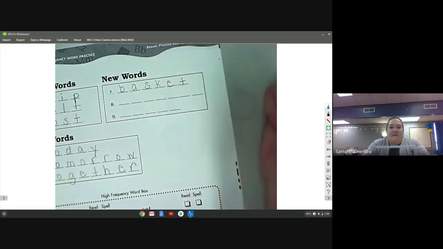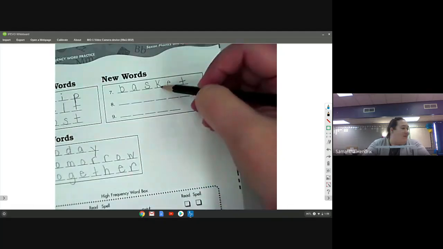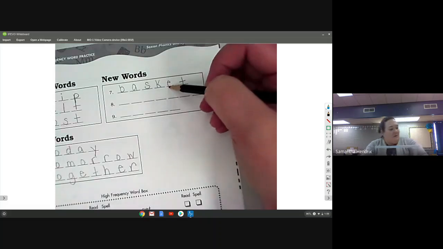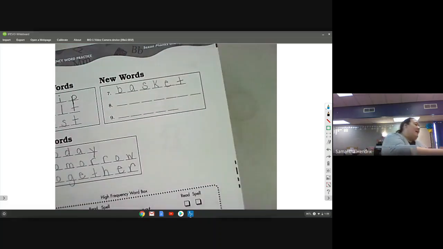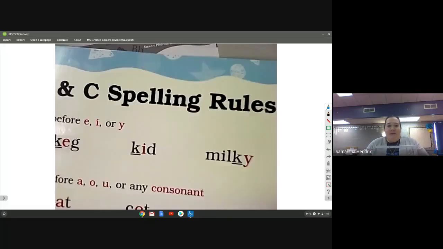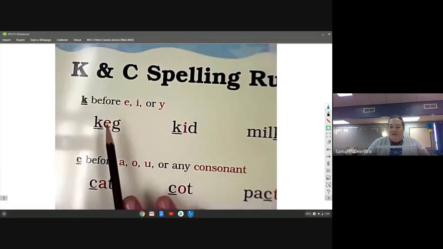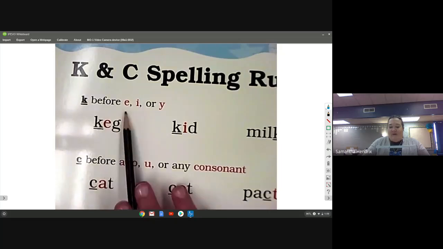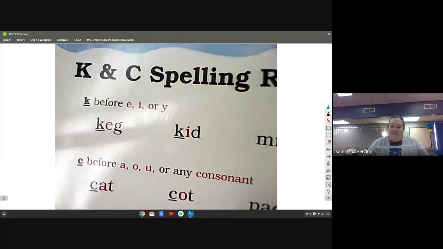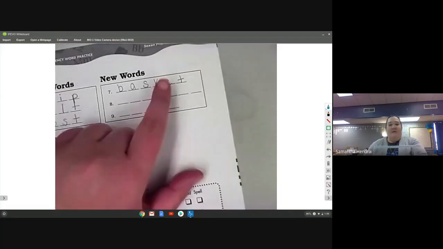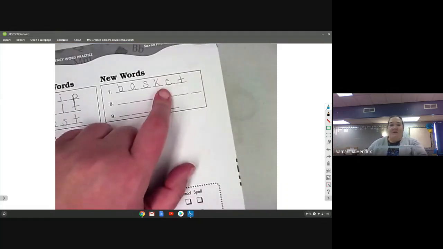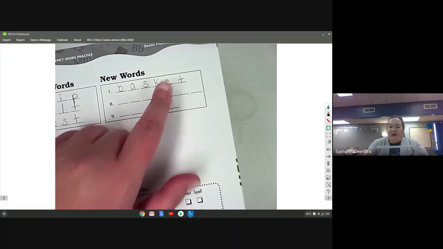I knew this was a K because of our rule from yesterday. Remember our rule from yesterday? K and C spelling. If it's a K, if it's followed by an E, I, or Y, and we have an E here, okay? So it's basket, okay?